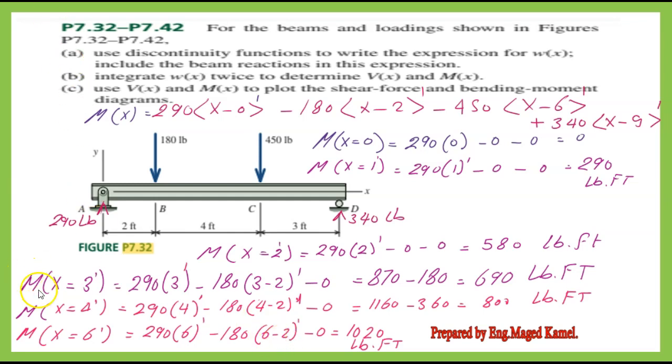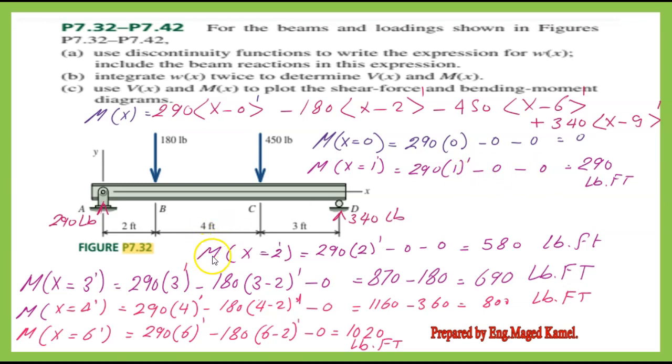We consider x equals 0, so M of x equals 0 equals 290 multiplied by 0 minus 0 raised to the power of 1 equals 0 pound feet. We consider x equal 1, so M of x equals 1 equals 290 multiplied by 1 raised to the power of 1 equals 290 pound foot.